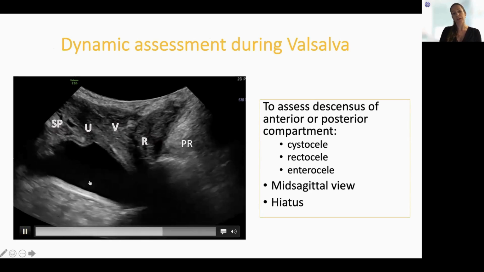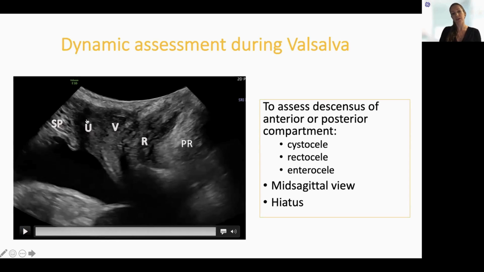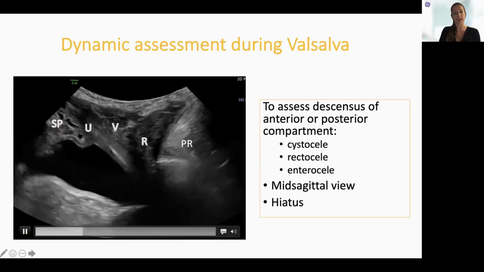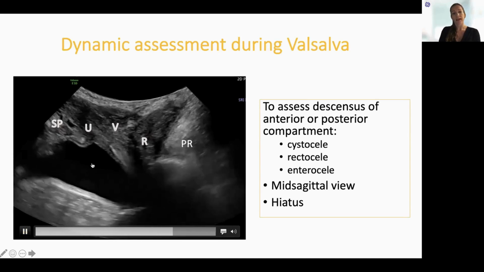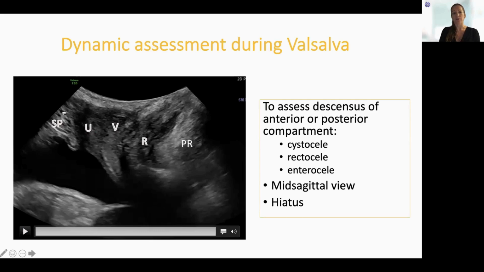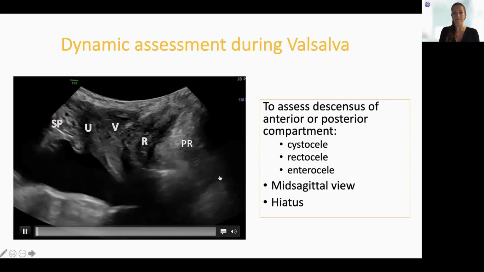When she pushes, we look at the urinary bladder, we look at the rectum, and we look at the lowest part of the symphysis here. I say lowest because the transducer is close to the perineum, and this is the lowest part of the symphysis pubis. We draw the reference line and ask women to push again. And we see that neither urinary bladder nor rectum goes below that level. So that means that there is no cystocele, no rectocele, no enterocele in this case.